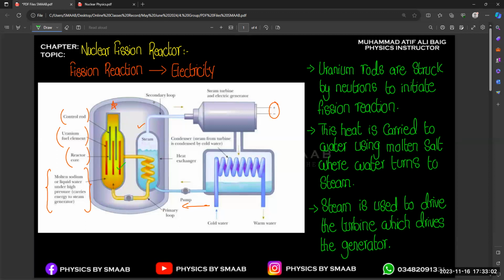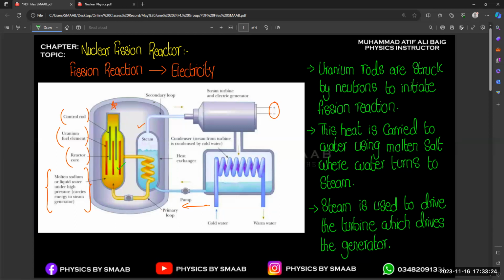So this is the very simple process, and further the rest of the steam is then condensed back into liquid form by using cold water, and then it is pumped towards the reactor again to continue this process in a cycle to generate electricity. Okay, any confusion?